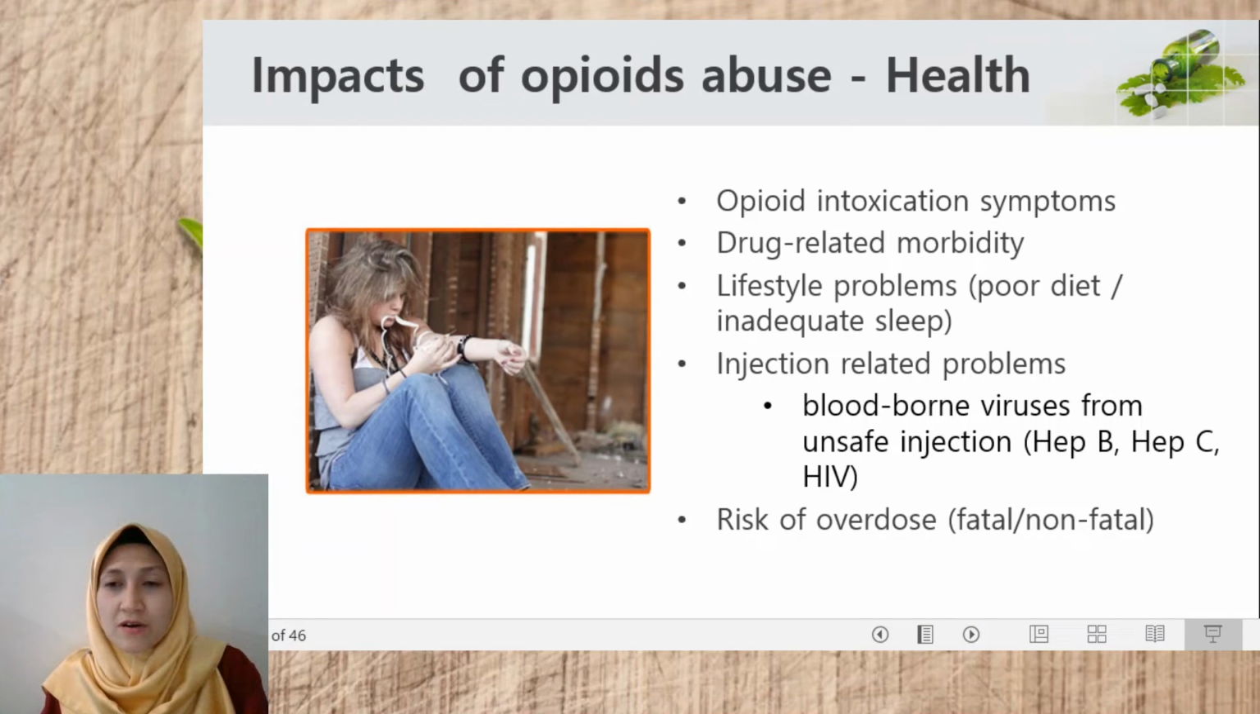And also the risk of overdose. So when they take their doses, maybe they are experimenting. They probably do not know the consequences, and then they don't really care about their well-being. There is a risk for them to have an overdose, which might cause a fatality.